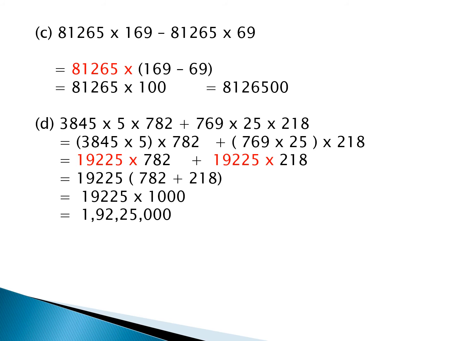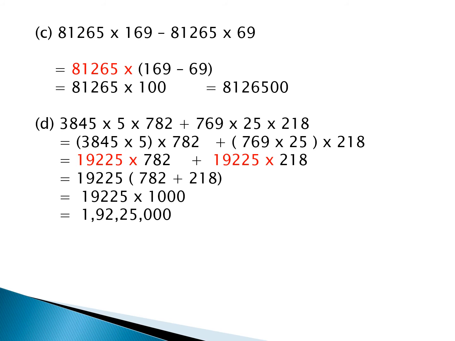Now come to part D. 3,845 multiply 5 multiply 782 plus 769 multiply 25 multiply 218. Now as you can see, there is no common term. So the first objective is to obtain the common term. Only then we can take it out common.